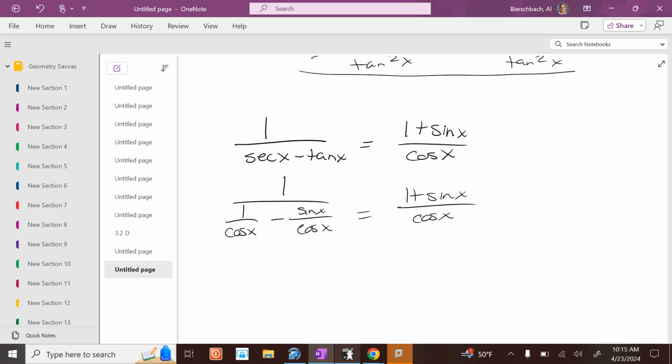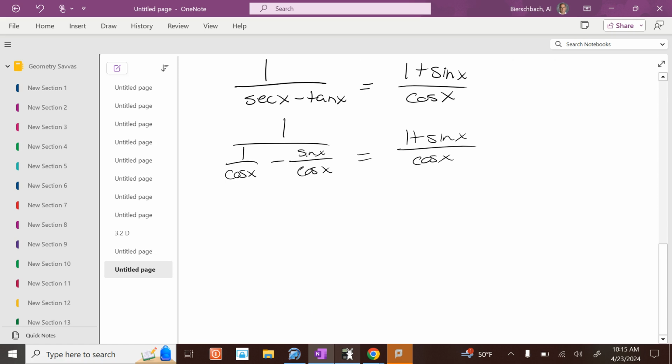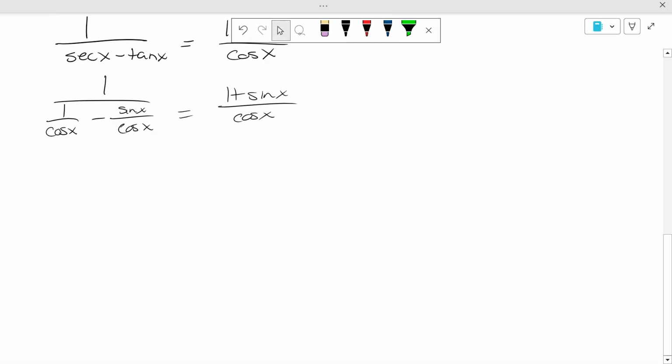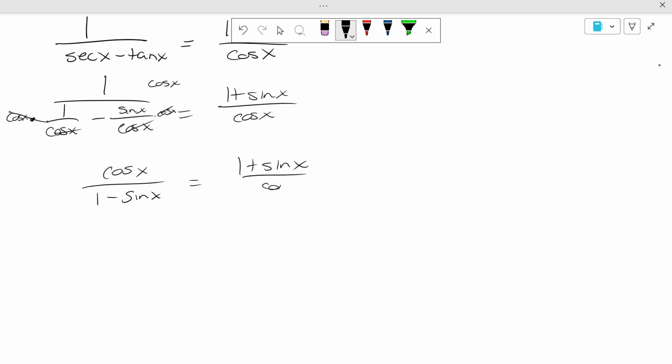Okay, it's a complex fraction, right? I don't like complex fractions. How can I get rid of my complex fraction? Well, what's my denominator of my denominator? Cosine of x. So if I multiply this by cosine of x, this by cosine of x, and this by cosine of x, I'm multiplying by cosine over cosine, which is 1. So these cancel, and I get cosine of x over 1 minus sine of x equals 1 plus sine of x over cosine of x. Good start, John. Good job.